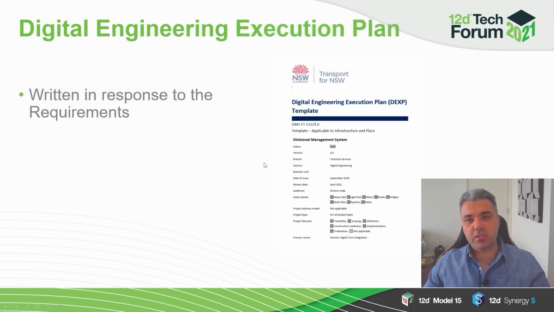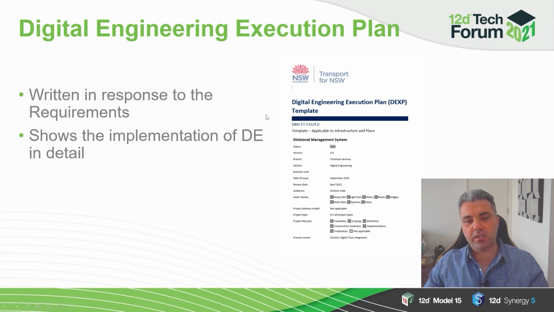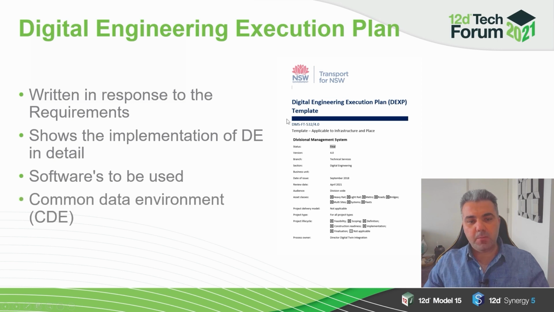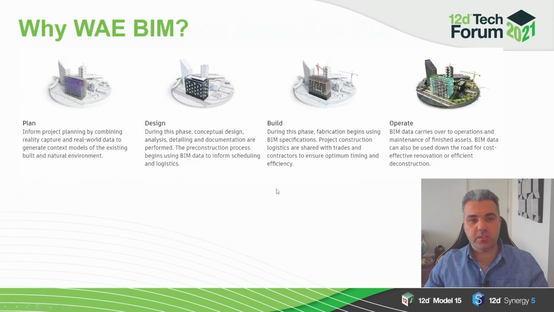The digital engineering execution plan is essentially a document that you write in response to the requirement. On the right hand side here, we see this is a plan template. Normally you get it from the client, and you write exactly how the DE implementation is going to happen in your project. This includes, of course, the common data environment, the CDE, and all the software you're going to use for your project.